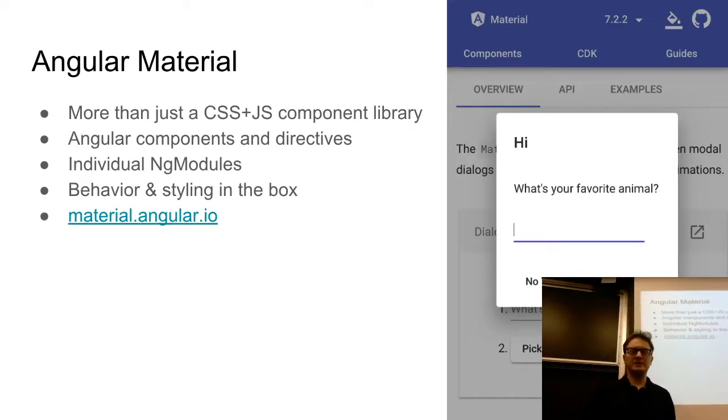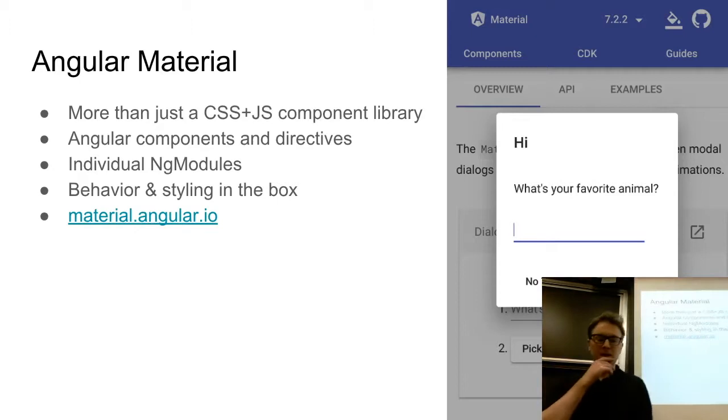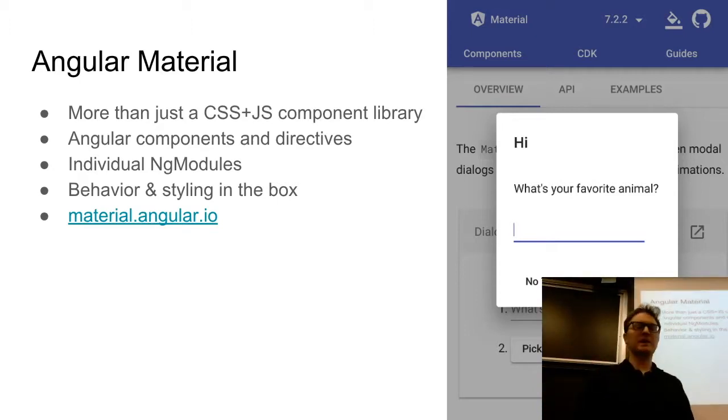So Angular Material is Google's implementation of Material for the Angular framework. This gives you a whole library of components that you can use, things like buttons and sliders, switches, dialogues. And because it's built for Angular, it's more than just a CSS and JavaScript component library.